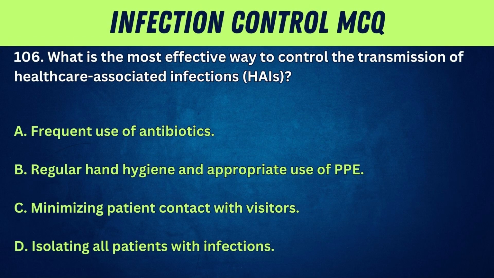106. What is the most effective way to control the transmission of healthcare-associated infections, HAIs? A. Frequent use of antibiotics. B. Regular hand hygiene and appropriate use of PPE. C. Minimizing patient contact with visitors. D. Isolating all patients with infections.